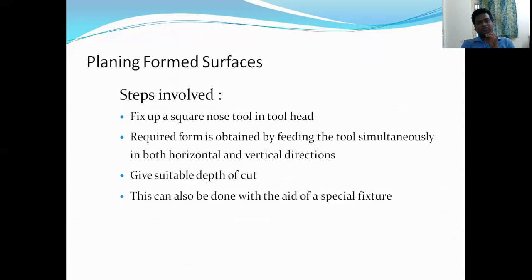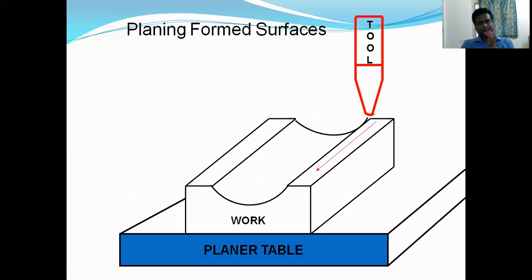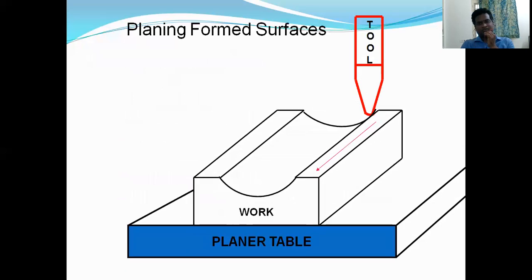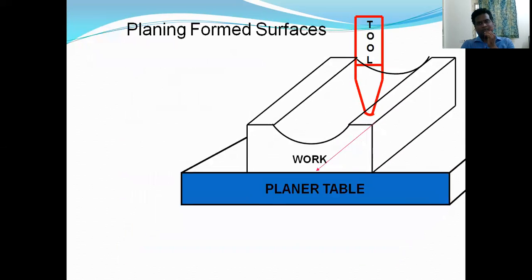Okay, for this, fix a square nose tool in the tool head. The required form is obtained by feeding the tool simultaneously in both horizontal and vertical directions. So give suitable depth of cut. This can also be done with the aid of a special fixture. So that is planing formed surfaces. That is what we observed in the animation, planing formed surfaces.